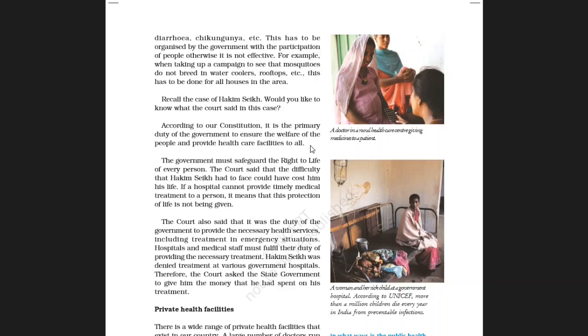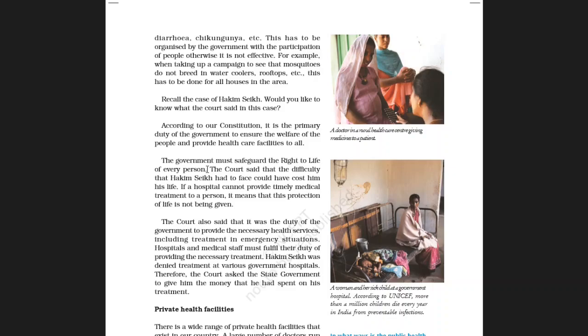Okay, boys. It's a set of rules. In those rules, it has already been mentioned that it is the primary duty of the government to provide good facilities for the welfare of the people, and provide health care facilities to all. The government must safeguard the right to life of every person. Here, the government must look after the people, the right to life of every person, which is one of our fundamental rights, boys. So it is the duty of the government.